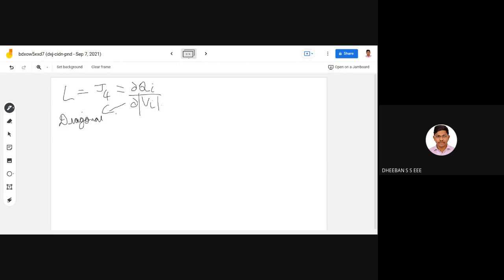It will be writing, so 2 pi Yii sine theta I plus summation Pj, okay, to Yij into sine of del I minus del j minus theta ij. Okay, so this is the value for your L.